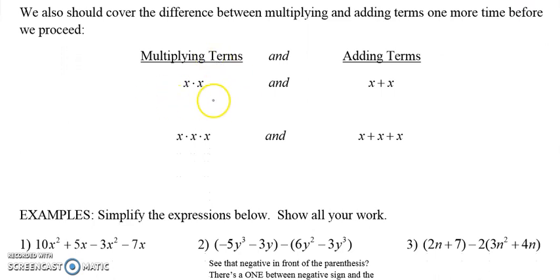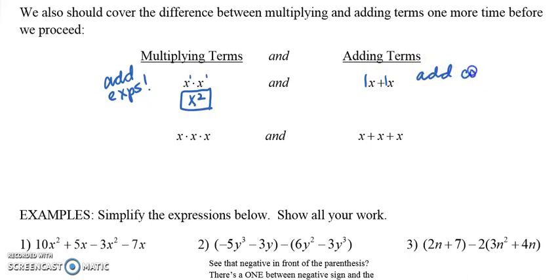We also need to remember this. When you're multiplying, you add exponents. So add exponents. All right? So this is x squared. But when you're adding, you add the coefficients. Add coefficients. These are just the numbers in the front, in case you don't know what those are. So this would just be 2x. Don't forget, if I'm going too fast, you can always pause me.